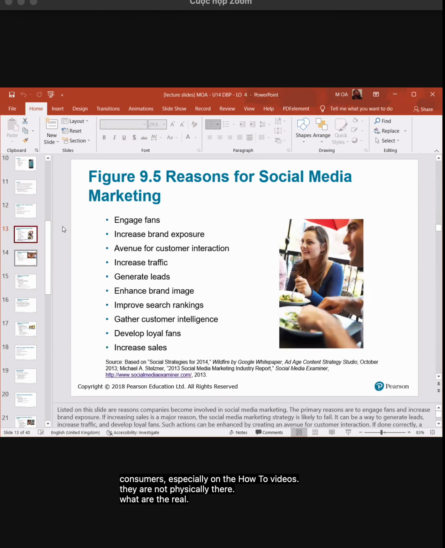What are the reasons that you go to social media? The first one, of course, is because you want to engage fans. That means you want to keep close to people that are interested in you and your products. You want your brand to have more visibility, right? You want people to know what kind of products you have. You also want to give your customers or your fans a place where they can interact with you. And eventually, you also want to generate some business leads and increase traffic on your site.